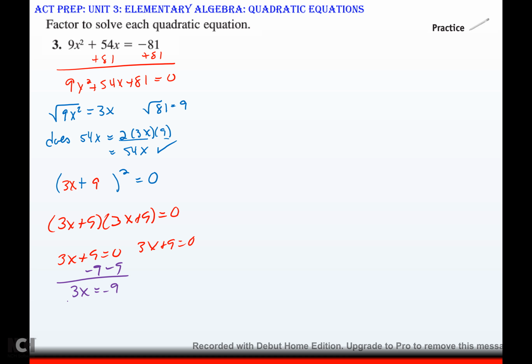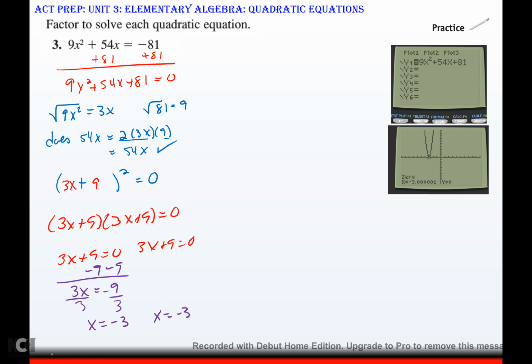3x equals negative 9, divide by 3, x equals negative 3, and this one's going to be the same thing because it's the same factor. And what that means is that the function only touches the x-axis once. You can see I typed it in, I graphed it, I calculated the 0, it's at negative 3, 0.